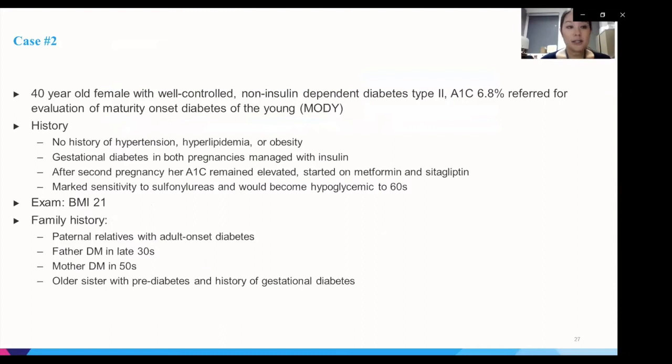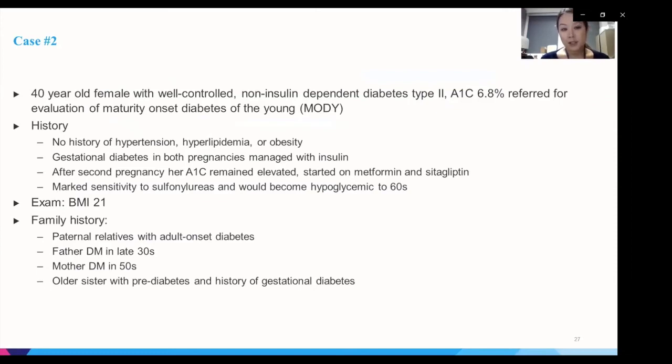So the second patient was a 40-year-old female with well-controlled non-insulin dependent diabetes. When I saw her, she had an A1C of 6.8, and she was referred by her endocrinologist for an evaluation of maturity onset diabetes of the young, or MODY. And she had no other history that would point to insulin resistance in typical diabetic patients. So no history of hypertension, no hyperlipidemia, no obesity.